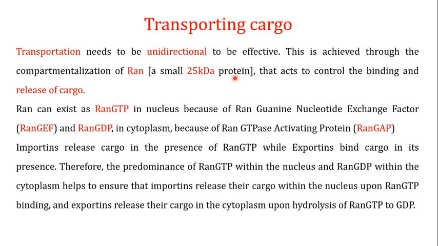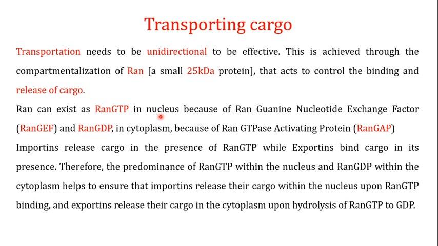If a protein has to move from the nucleus into the cytoplasm of the cell, it will only move in that particular direction. Now, how does RAN achieve this unidirectionality? If you talk about this RAN protein, it can exist in two forms. It can exist in the RAN GTP form, and it exists in the RAN GTP form in the nucleus of the cell.